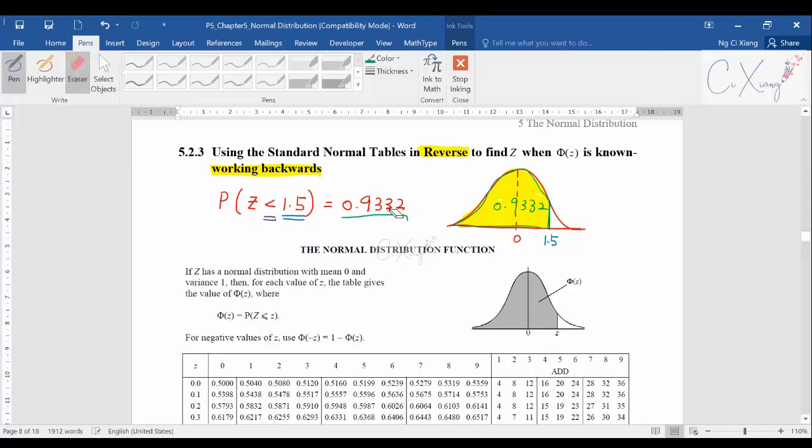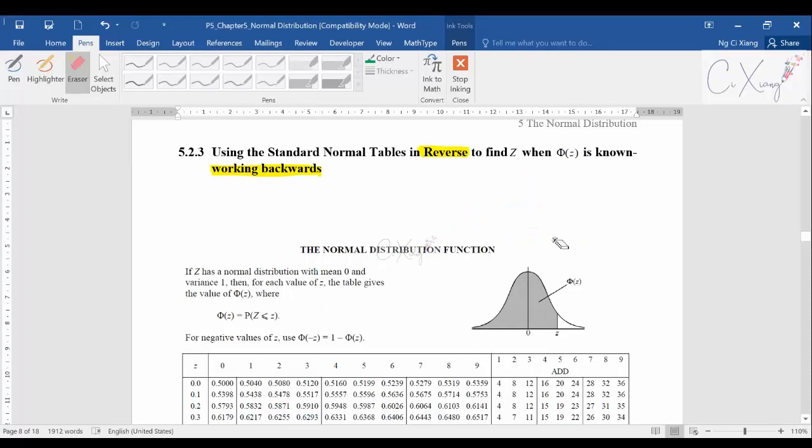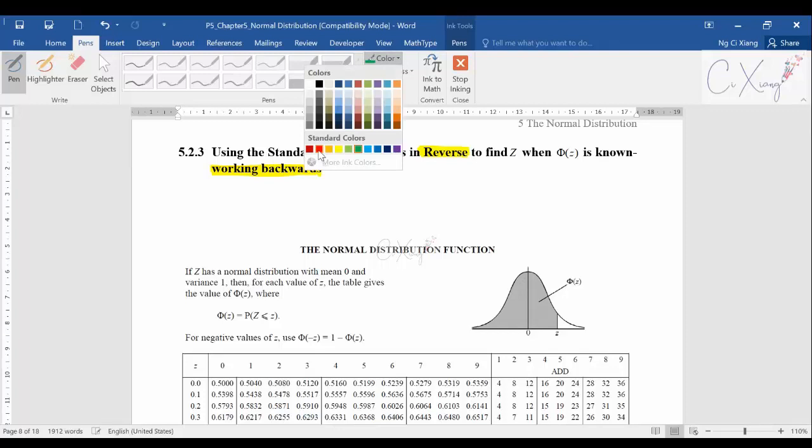So before I start, there are a few things that you need to know also about the graph. One common sense.